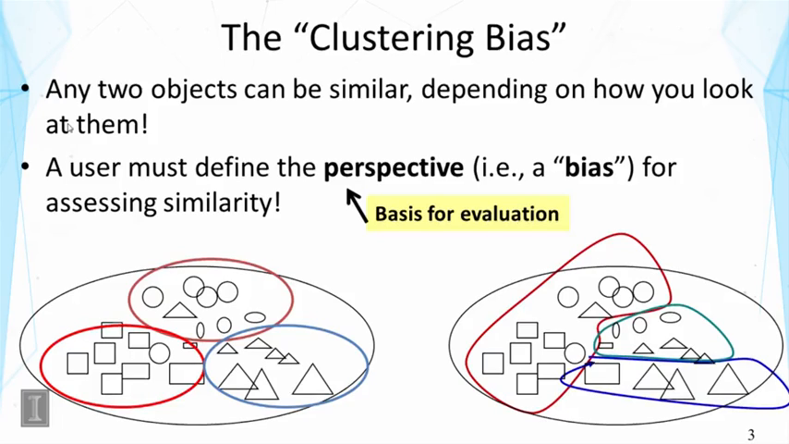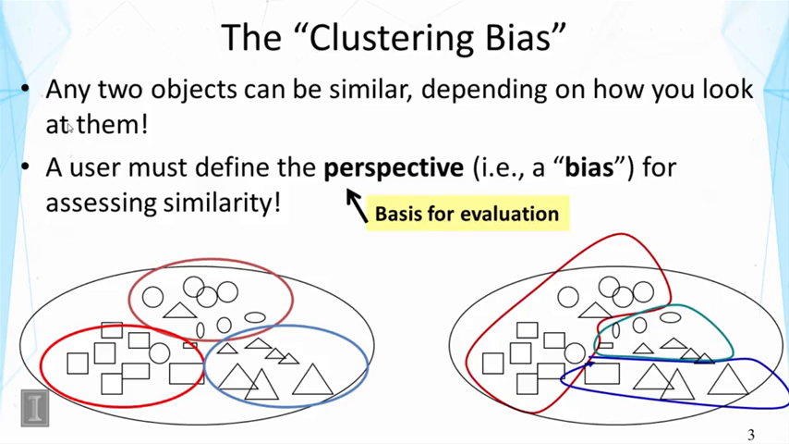Now, to talk about evaluation, one must go back to the clustering bias that we introduced at the beginning. Because two objects can be similar depending on how you look at them, we must clearly specify the perspective of similarity. Without that, the problem of clustering is not well defined. So this perspective is also very important for evaluation.